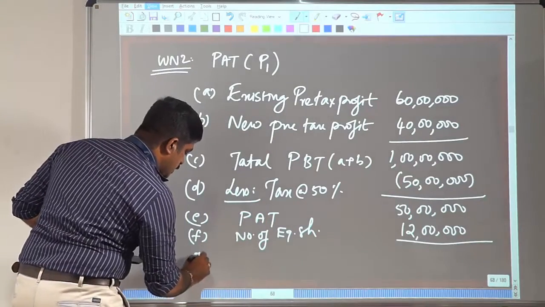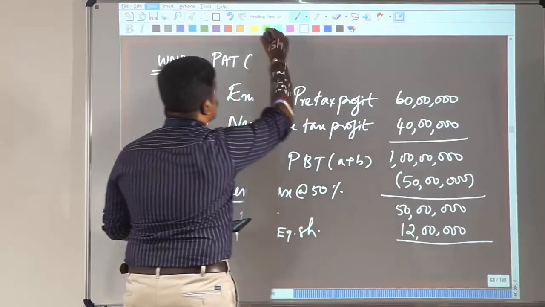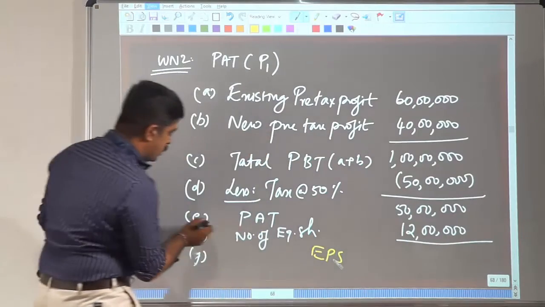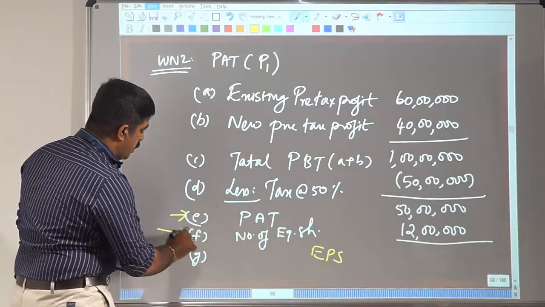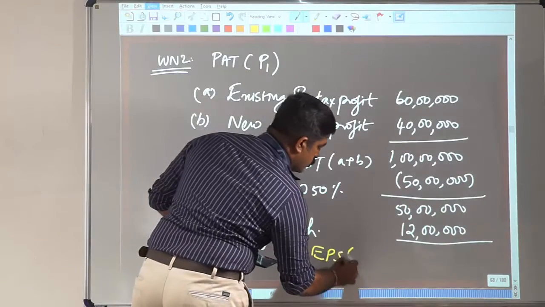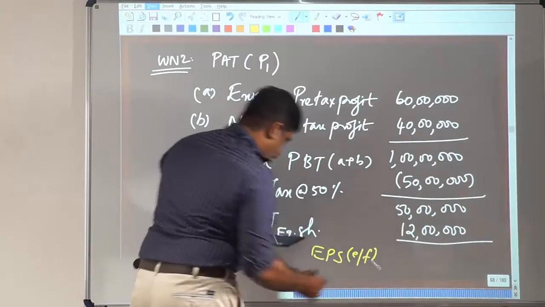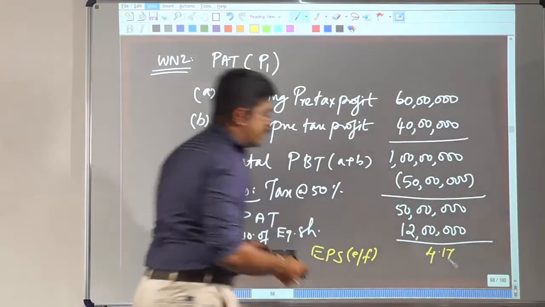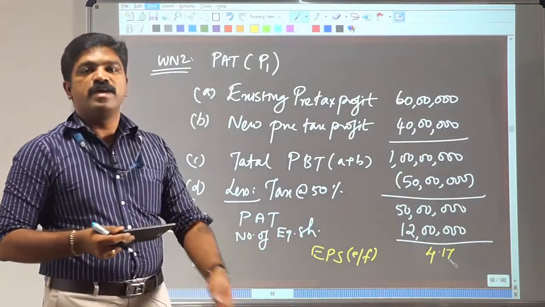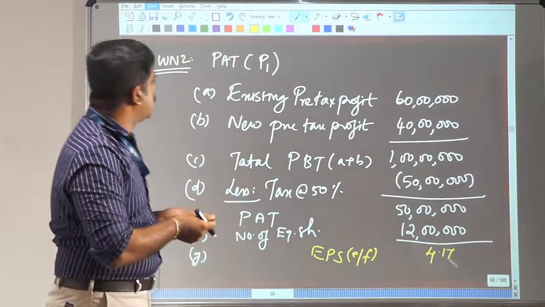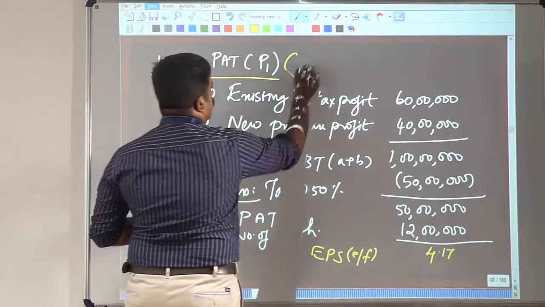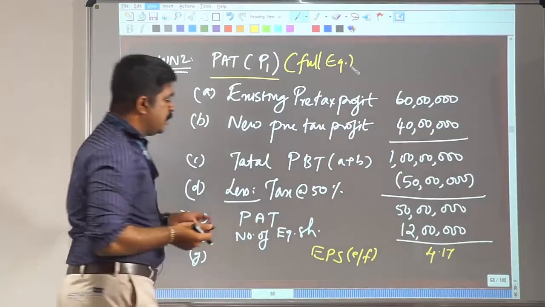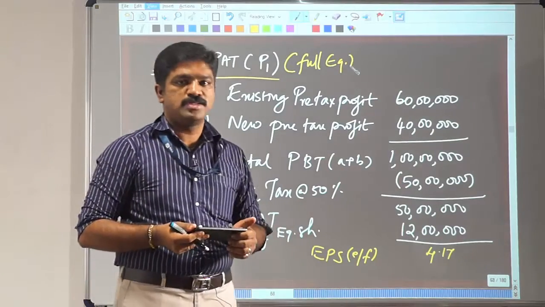So item number G, earnings per share, that is nothing but item number E divided by item number F. So I'll write it as E divided by F, and it works out to 4.17 per share. So what is the understanding is, if you go for this plan, that is plan 1, which is full equity, EPS is going to be 4.17.